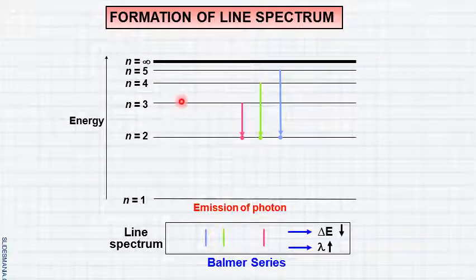Let's check one more line spectrum, which is n equal to 2, the Balmer series. Here is the first line of the Balmer series, when the electron moves from n equal to 3 to n equal to 2. The green line is the second line of the Balmer series, when the electron moves from n equal to 4 to n equal to 2. And then the blue line is the third line of the Balmer series, when the electron moves from n equal to 5 to n equal to 2.